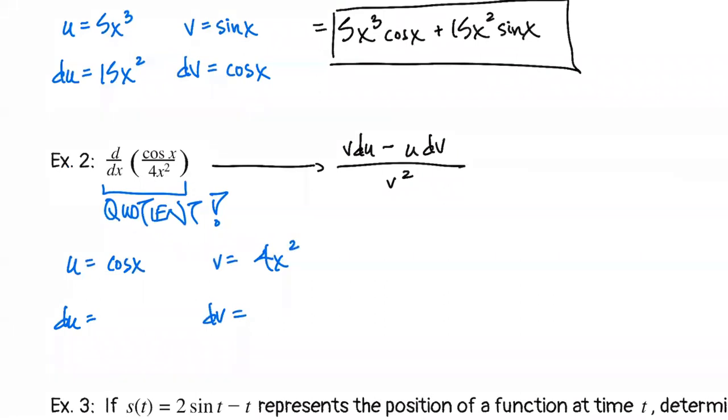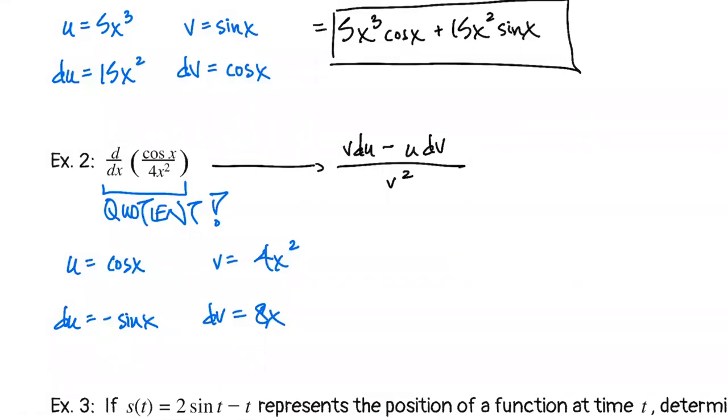I'll take the low hanging fruit here. dv is going to be 8x, but what do we have for du? Negative sign. Good, negative sine x. All right, so the negative sign in front of the sine is super, super important.